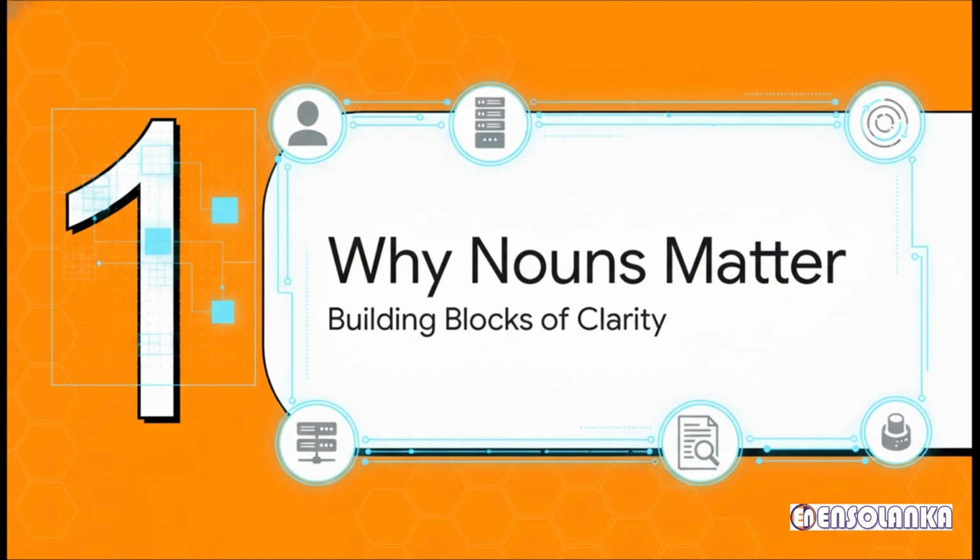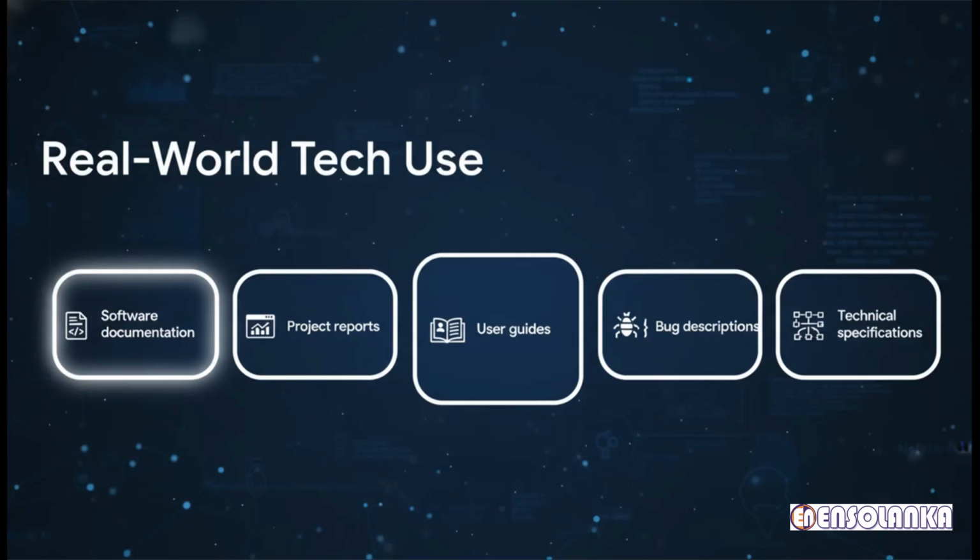First things first, why are we spending so much time on nouns? Well, because in the world of technology, nouns are basically the building blocks for everything you say and write. They name every single part of your job: the user, the server, the data, the software, all of it. And trust me, this is not just some abstract grammar lesson. You are using these concepts every single day. Whether you're writing software documentation, a project report, describing a bug, or putting together a user guide, using nouns correctly means your team and your clients will know exactly what you mean right away.